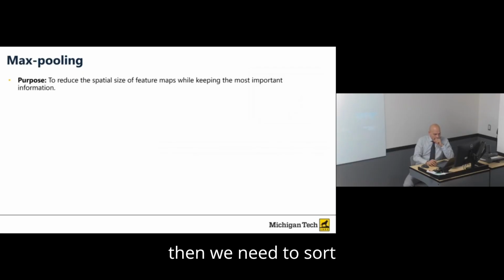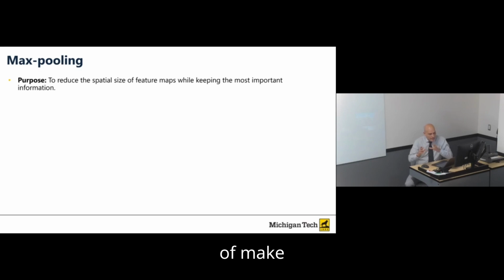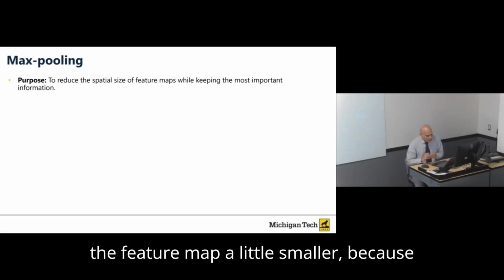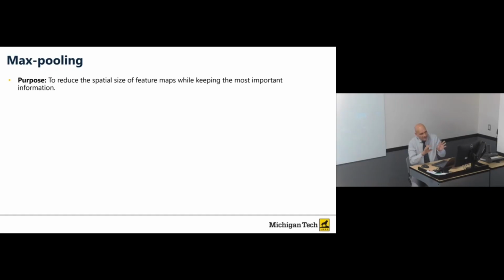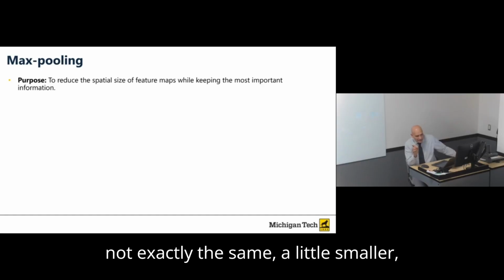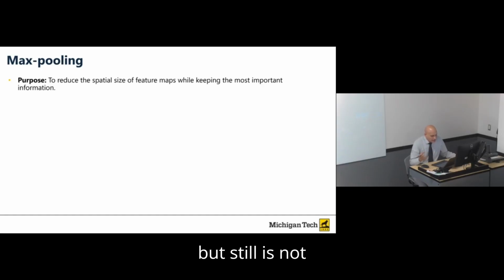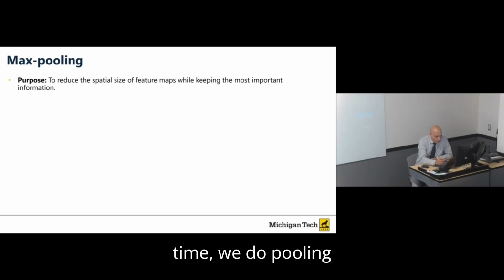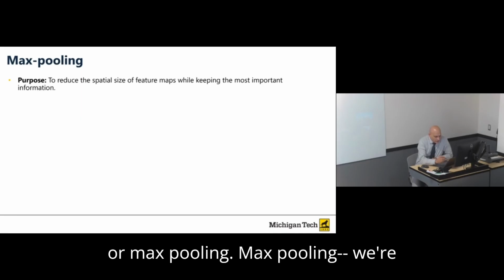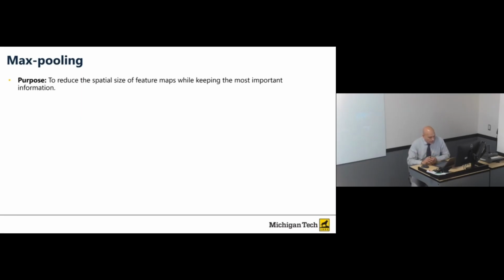And then we need to make the feature map a little smaller, because the feature map normally is the same size as the data. It's not exactly the same, a little smaller, but it still is not small enough. So most of the time we do pooling, or max pooling. Max pooling, we're going to explain how that works.